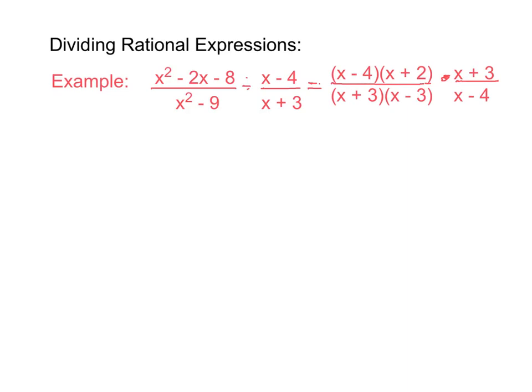Well, now we should look to see whether or not we have anything that we can cancel out. And if we look at it, we notice we have x plus 3 in the denominator on the left side, and x plus 3 in the numerator on the right. So we can cancel those out. We also have x minus 4 in the numerator on the left, and x minus 4 in the denominator on the right. And the result is simply x plus 2 over x minus 3.